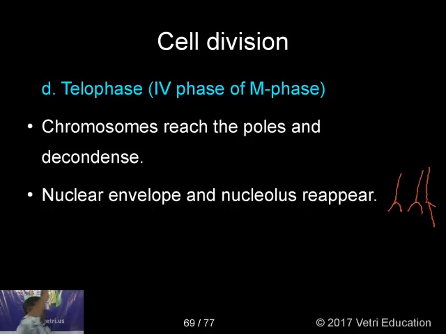And in the last stage, telophase, that is the fourth phase of the mitotic phase, chromosomes reach the poles and decondense. The nuclear envelope and nucleolus reappear. What are the changes that take place in prophase? We get the reverse changes here. The chromosomes become chromatin reticulum, the nuclear membrane forms, the remaining cell organelles form, and then one cell becomes two cells.